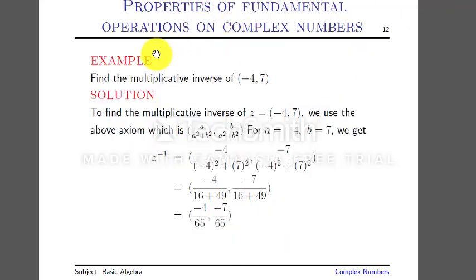Properties of fundamental operations on complex numbers. Here is the example. Find the multiplicative inverse of this complex number. (-4, 7) is the complex number, and this is the formula to calculate its multiplicative inverse. We write the value of A, which is -4, and the value of B, which is 7, in this formula, and one can obtain Z inverse, which is this. When you multiply these two complex numbers, (-4, 7) and (-4 divided by 65, -7 divided by 65), you will obtain the multiplicative identity. The calculations are simple. Just put the values of A and B in the formula, and you can obtain this number.